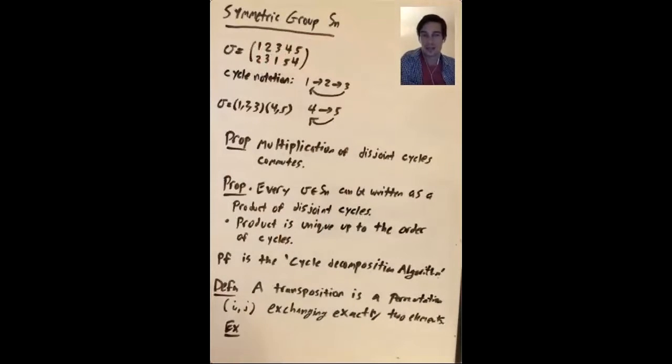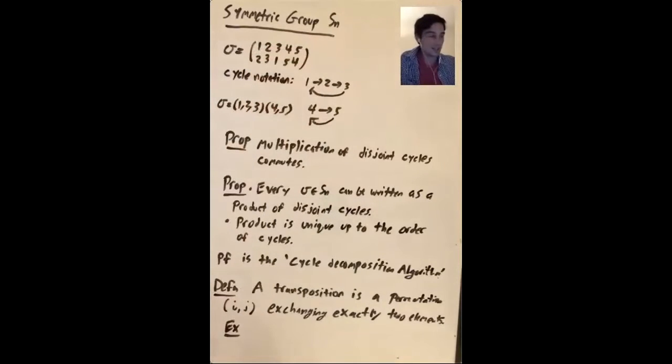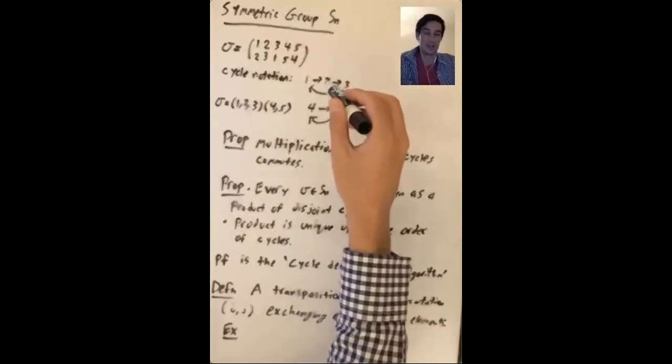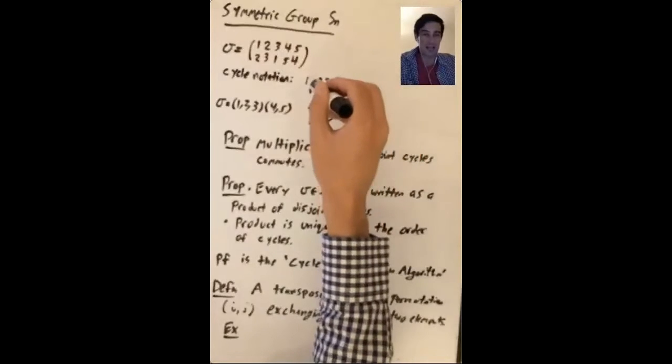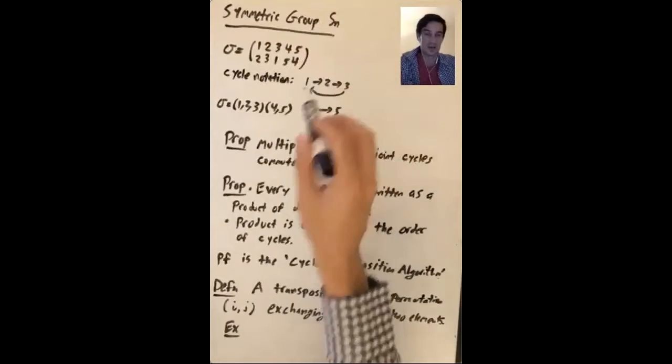So what is this cycle decomposition algorithm about? You start with the smallest number that hasn't already been assigned to a cycle. In this case, it's 1. Where does 1 go? It goes to 2. 2 has to go somewhere. Where does it go? It goes to 3. Then 3 goes back to 1. So now we have what's called a cycle of size 3. We have these three things.